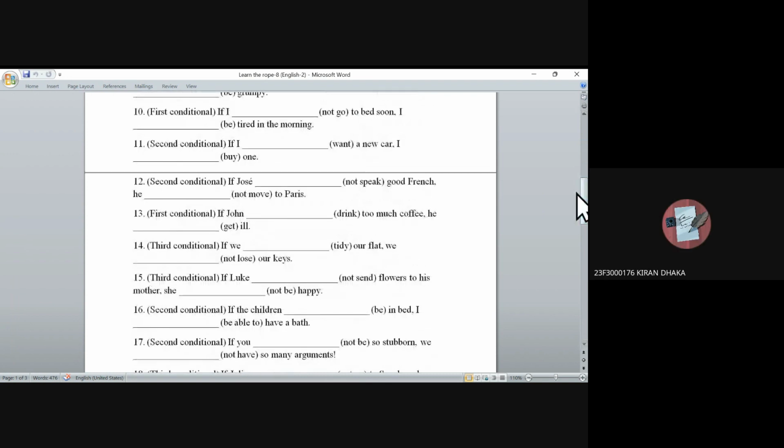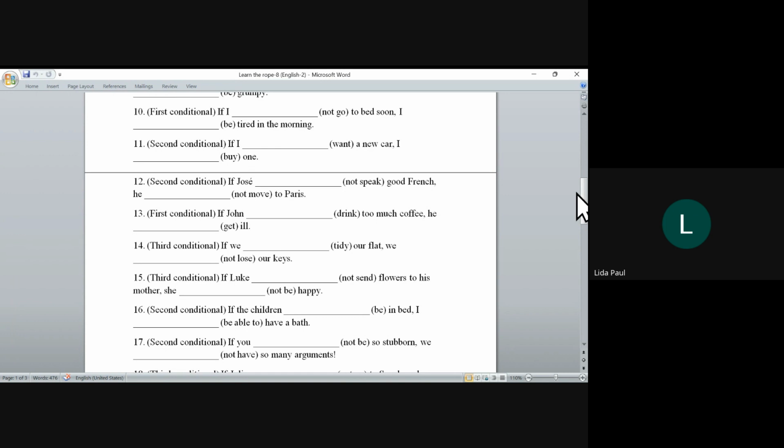10th one. If I do not go to bed soon, I will be tired in the morning. If I don't, right? Simple present tense. So if I don't go to bed soon, I will be tired in the morning. So simple present tense, simple future tense. Next, both sentences are in second conditional, 11th and 12th.